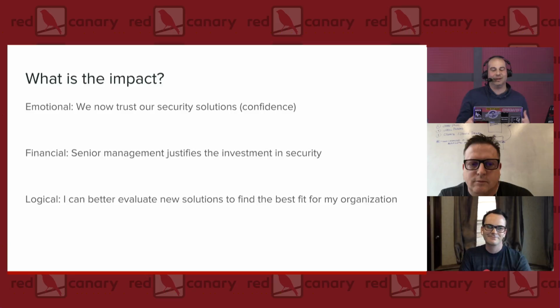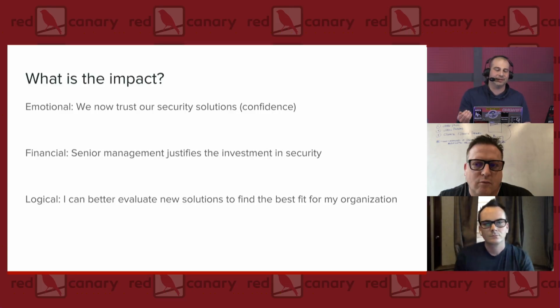So there's an emotional aspect to it where you don't have confidence in your solutions. And I don't think everyone would pretend to believe that once I properly configure my security solutions that I'm 100% protected. It's understanding where those limitations are that breeds the confidence. And if you don't understand where the limitations are because you haven't tested it, then your confidence is really low. So I think there's definitely an emotional aspect to it.